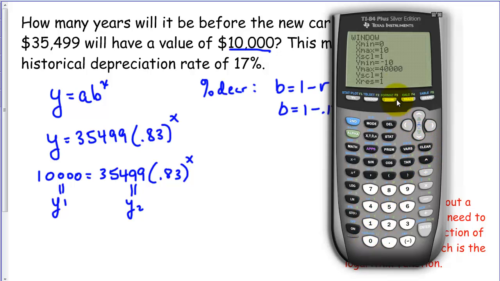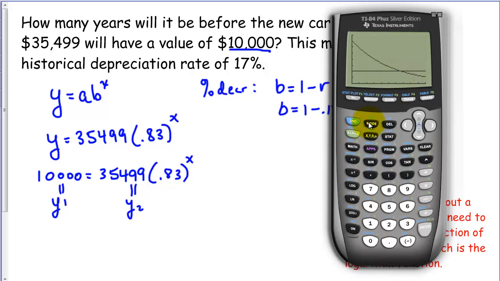And so that the tick marks aren't all blurred together, we'll set the tick marks, the Y scale, to be 5,000. It's optional for setting this. It just makes the graph look cleaner. And let's press graph. So this is the 10,000, y equals 10,000, and this is our exponential model. We've talked about graphing exponential models, and we have this shape for exponential decay. We're interested in the X value of this intersection point.